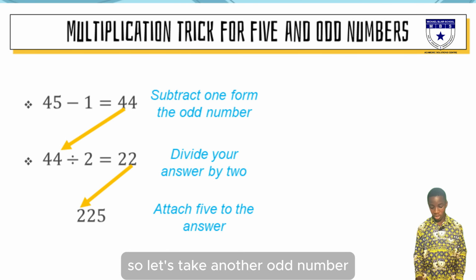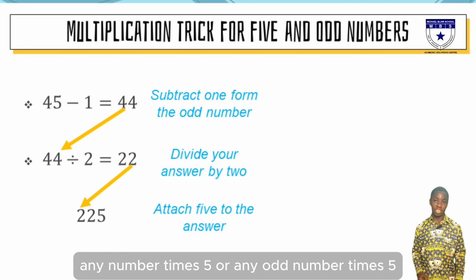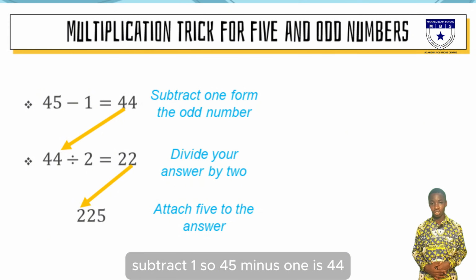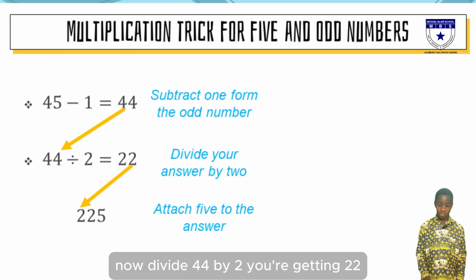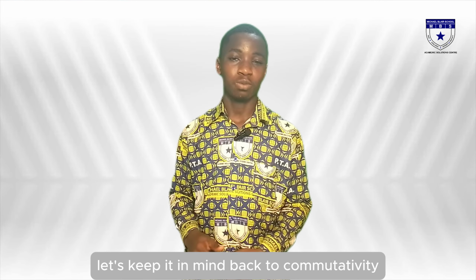So let's take another odd number like 45 times the number 5. Any odd number times 5: subtract 1. So 45 minus 1 is 44. Now divide 44 by 2. You get 22. And you attach 5. Sharp trick. Let's keep it in mind.